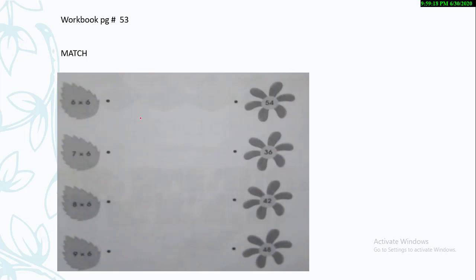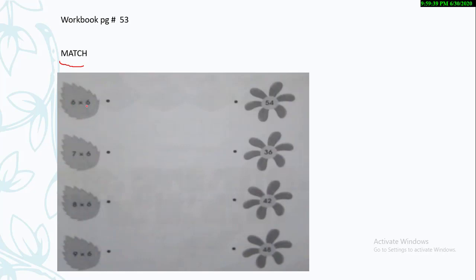So let's start. This question is about matching. The students who can learn the table, or who have already learned the table of 6, will find this page and today's class very easy, and I also try to make it easy for you. So let's match it.